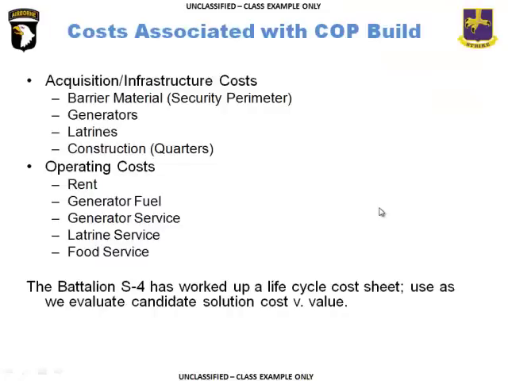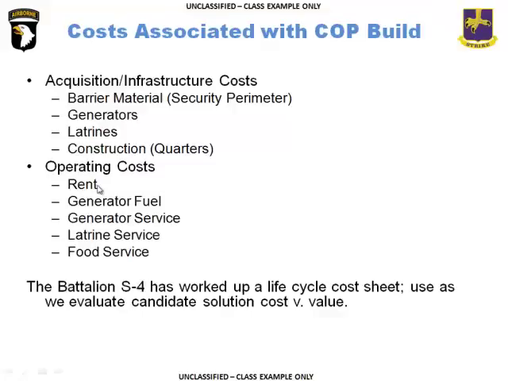So in the group project, we have to do lifecycle assessment. And the way we do that is that we add up, or sum, all of the costs associated with each candidate solution. By the time you've developed candidate solutions, which should be a minimum of 3, you need to assign cost to them. If you look at the slideshow presentation from the project launch, we've got acquisition infrastructure costs, which include these security things like quarters, as well as generators and then latrines. These are one-time costs. And then we have operating costs. We have rent, generator fuel and service costs, latrine costs, and then food service.